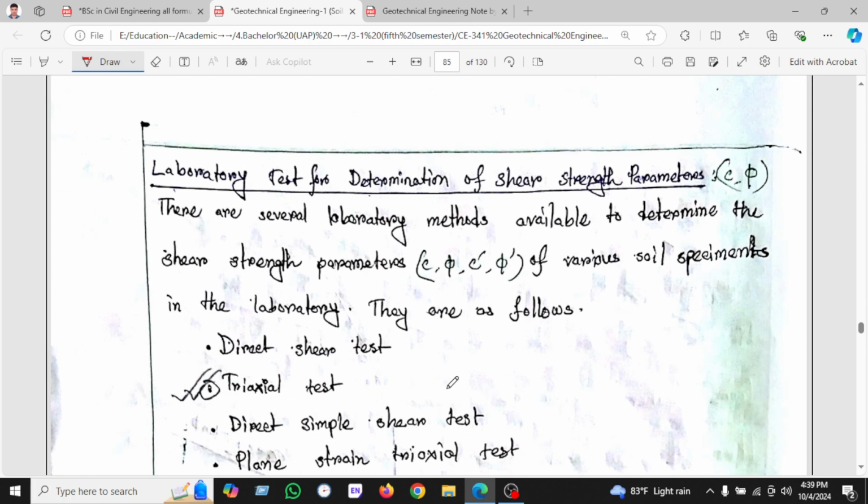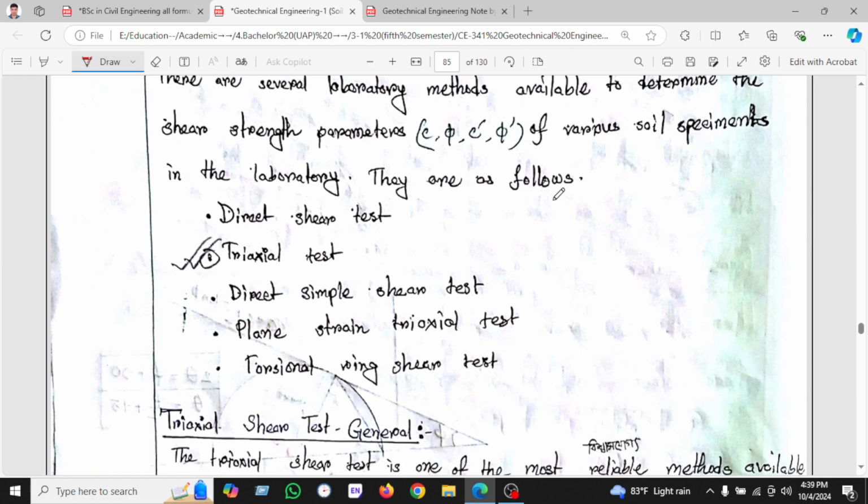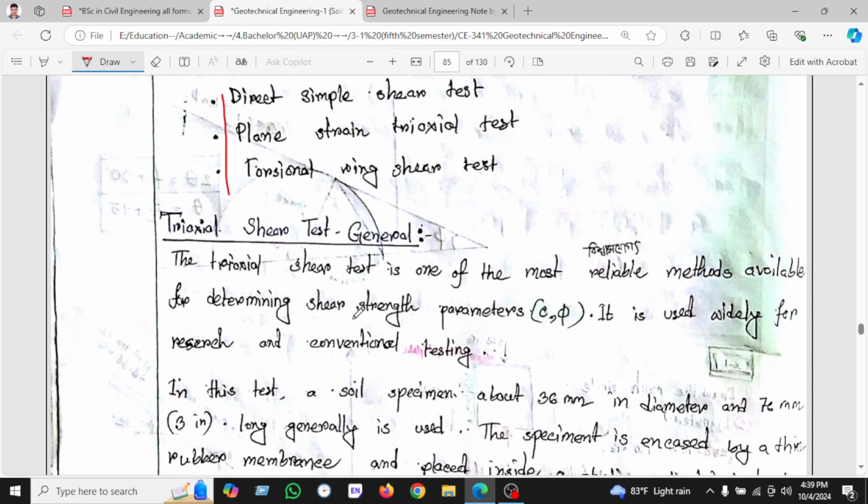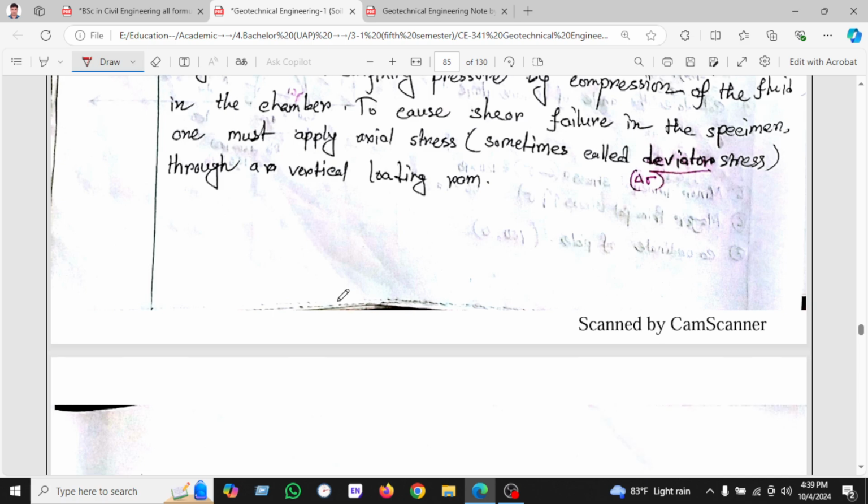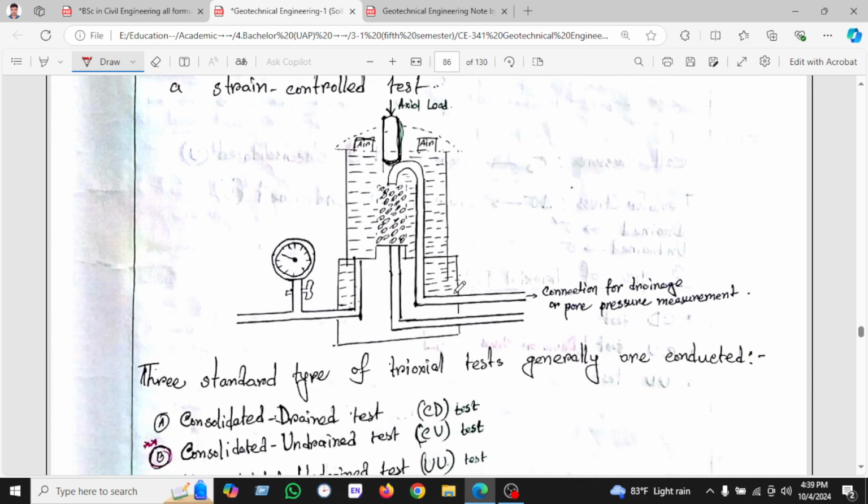So we can see the laboratory tests for determining shear strength. The laboratory tests are the direct shear test and the triaxial test. Triaxial tests are of 3 types: direct sample shear test, plane shear test, and torsional test. The triaxial test is shown here. This is the graph, and this is the pipeline which is connected for drainage or pore pressure measuring.